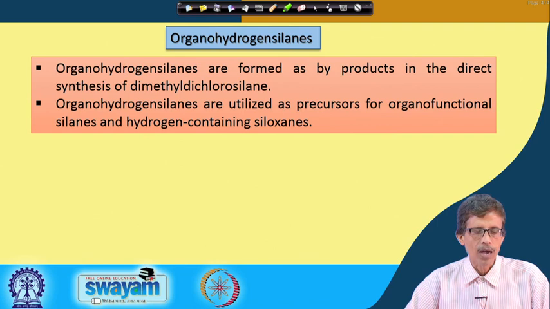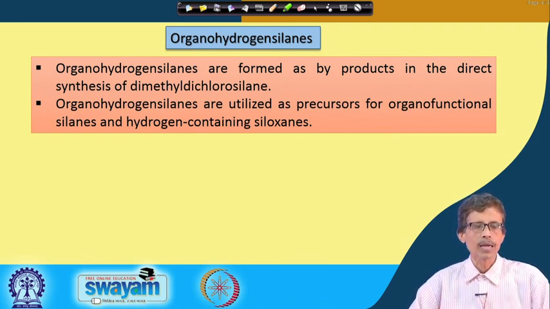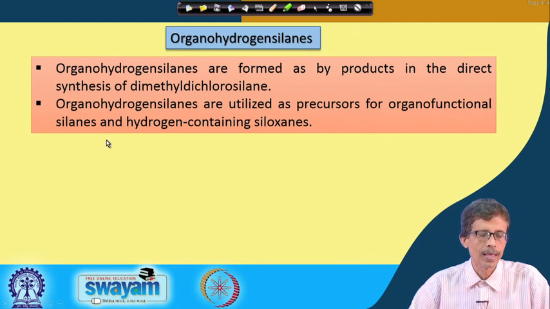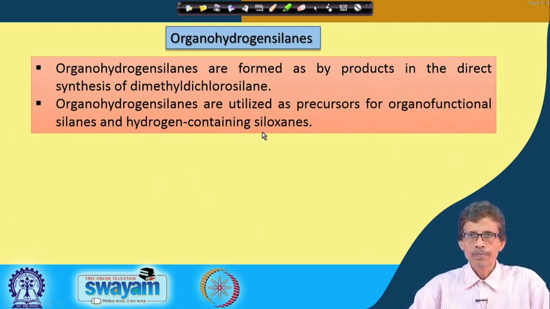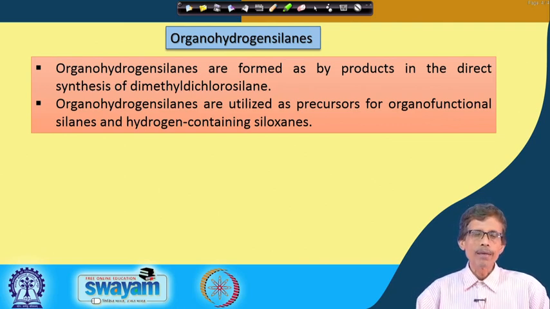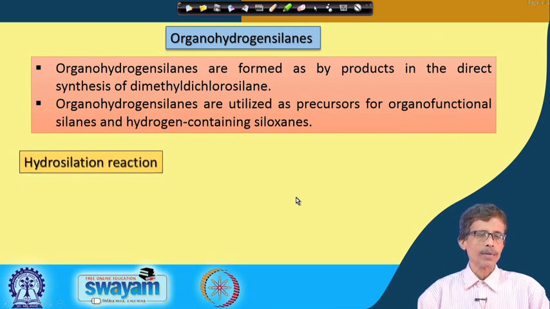So, organohydrosilanes are formed as by-products in the direct synthesis of dimethyldichlorosilane. Instead of monomethyl, if we go for the dimethyl one, the corresponding organohydrosilanes are formed as the by-product. Similarly, these can also be utilized as precursors for organofunctional silanes and hydrogen-containing siloxanes. So, siloxanes we can have, and if we are not able to remove all the hydrogens from the silane backbone, that means we are not destroying the silicon hydrogen bonds entirely, we can have some remaining compounds where the silicon hydrogen bonds are present.